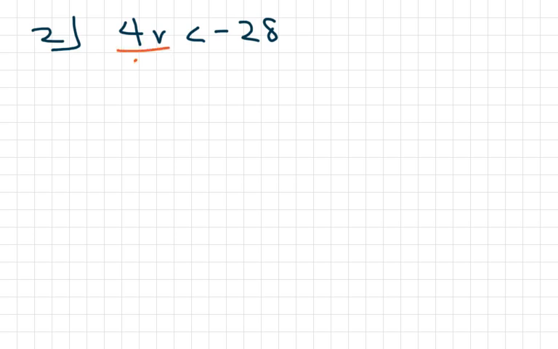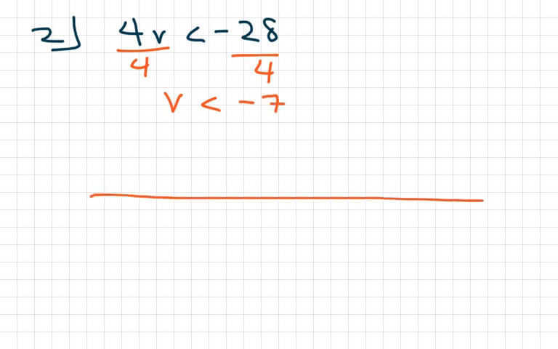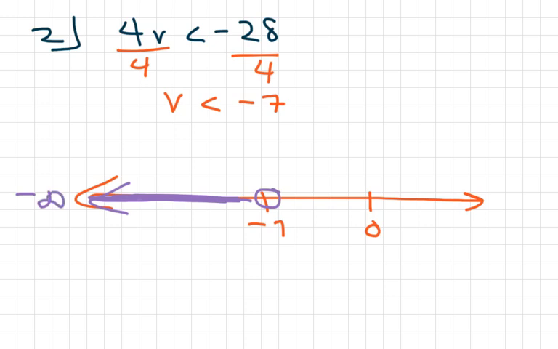Same thing here, divide both sides by 4, and you get v is less than -7. So I draw my graph, put my 0, -7 on the left of 0, open circle, I don't color it in, I'm going to shade left to -infinity. Negative infinity goes that way. Remember, negative infinity is like some students do it like that, 2 circles. Okay.